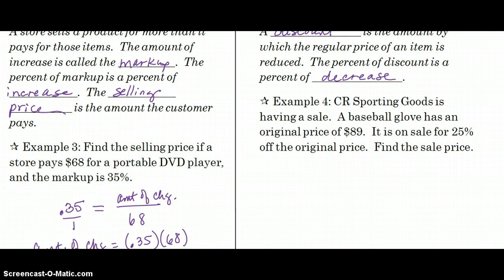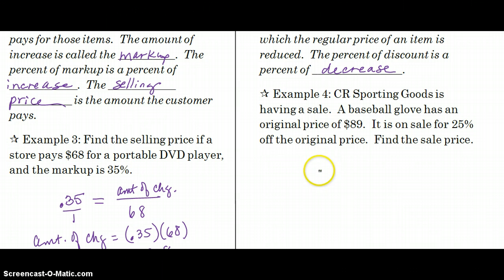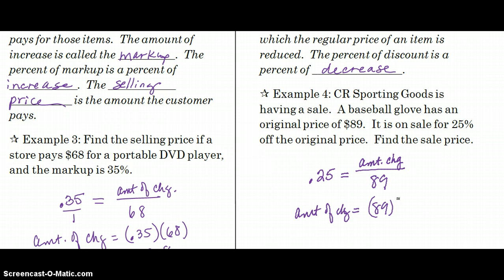There are several ways we could tackle this problem, but let's stick to our new formula that says percent, so 25%, equals how much we're deducting, the amount of change, over the original price, which is 89. So our amount of change equals 0.25 times 89, and that gives us a difference of $22.25. So that is my savings.